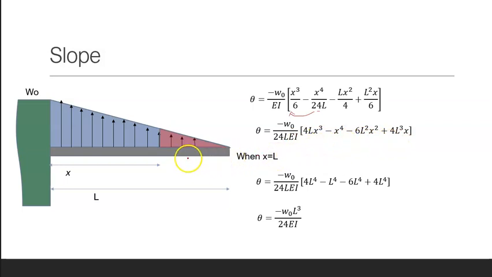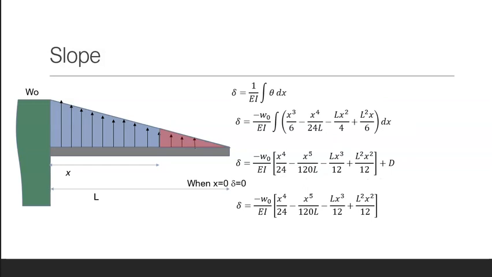So when we apply this load, the beam is going to deflect, and the slope will be at its maximum when x is equal to L. So instead of x here, now I'm going to put in L. So this becomes 4L to the power of 4, this becomes L to the power of 4, and so on. And when we do all that, it simplifies down to theta is equal to minus W naught L cubed over 24 EI. So that is the maximum slope.